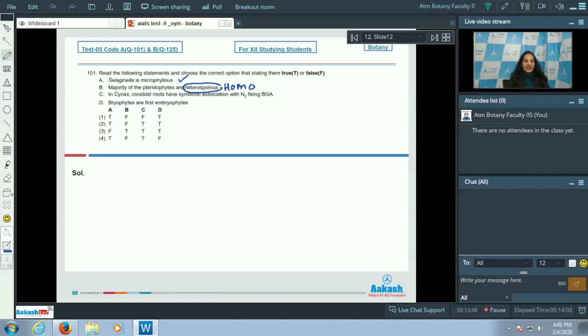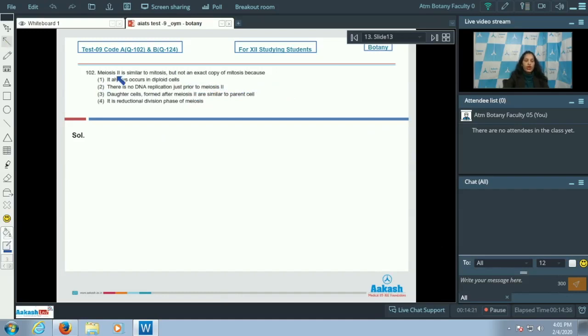C. In Cycas, coralloid roots have symbiotic association with the nitrogen-fixing blue-green alga, and that is Anabaena. It is also true. D. Bryophytes are first embryophytes. This is also true. So this makes the option true, false, true, true. By analyzing the options, you can say the correct option is option number 2. Let's move to the next question.